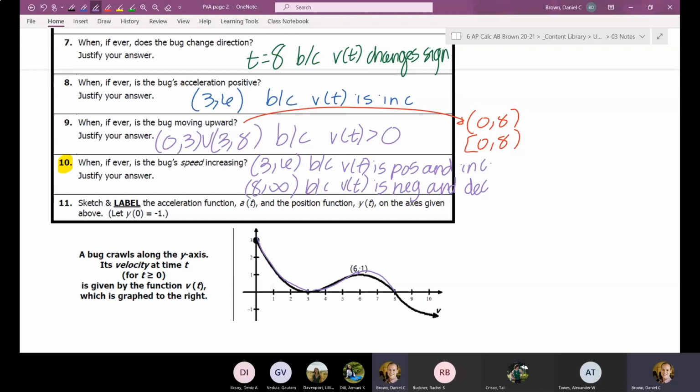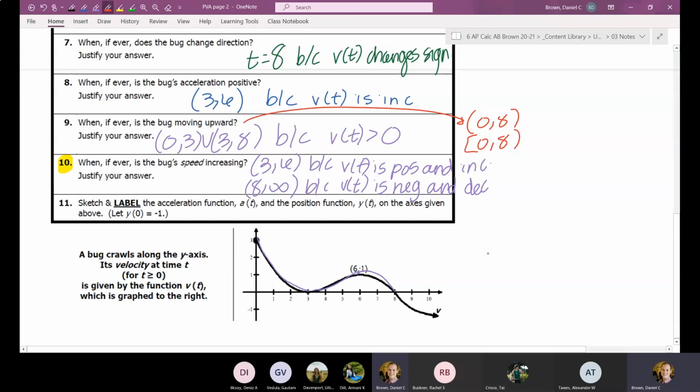Number 11, I'm not actually going to do fully, just because I think it's something that you can practice on your own. You'll be able to do it in the homework. I don't really want to use class time for it, but it's something that we've already done. Number 11 basically tells you to sketch the acceleration function and the position function on the axes provided. So when you're doing that, you think about the relationships that you have.